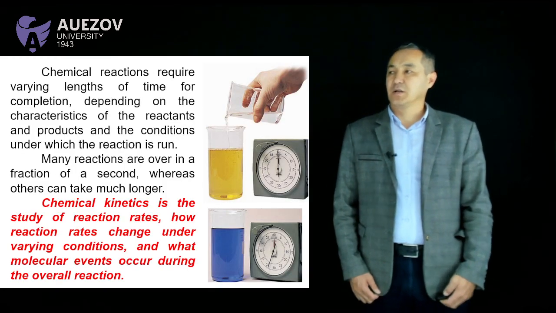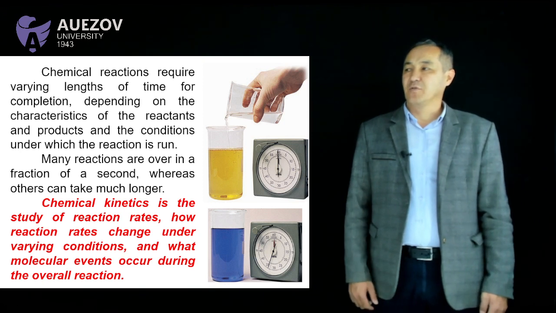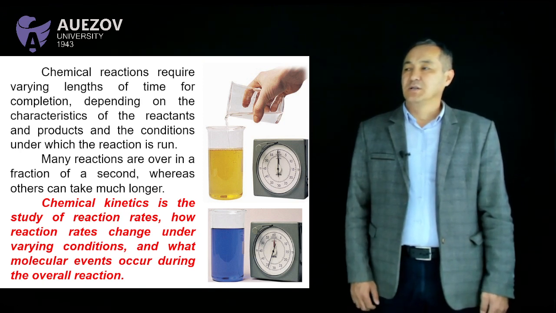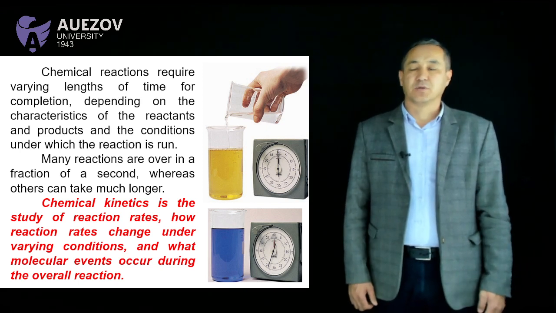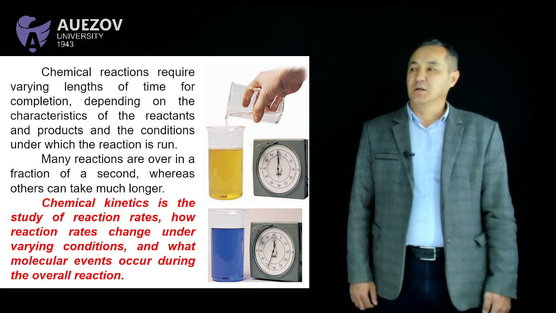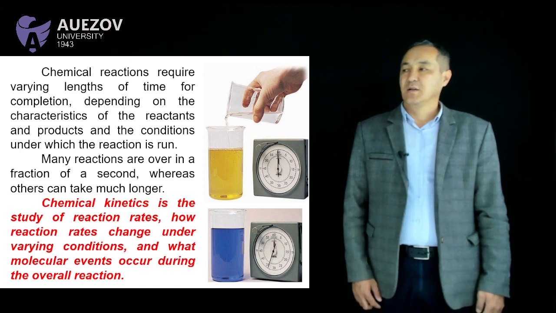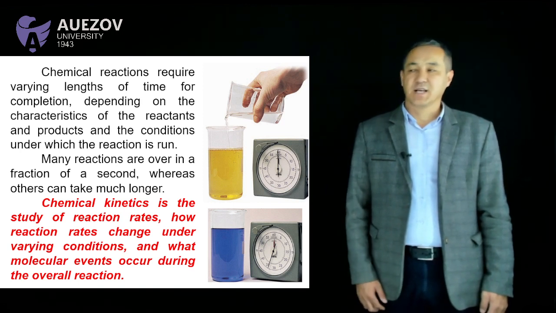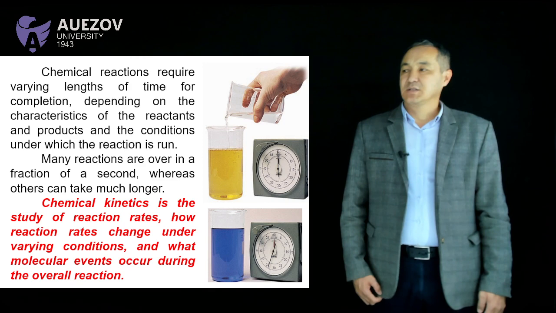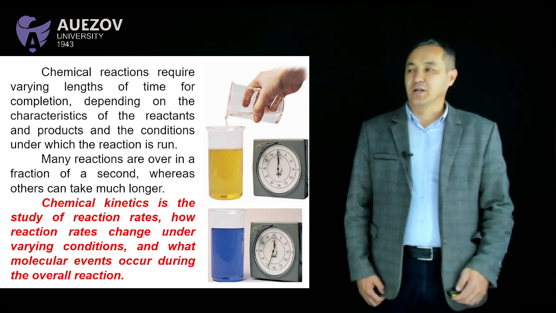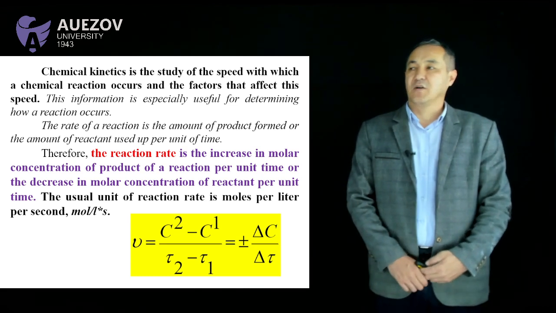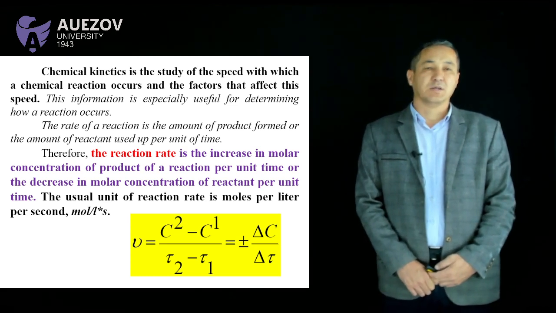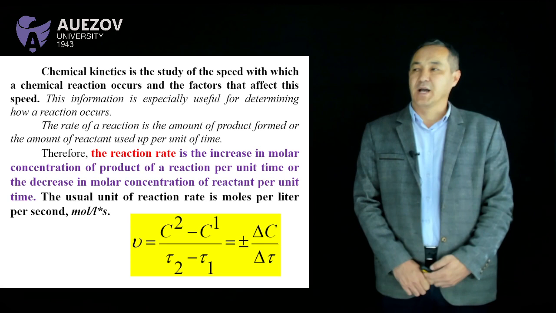Chemical reactions require varying lengths of time for completion, depending on the characteristics of the reactants and products. Many reactions are over in a fraction of a second, while others can take much longer. Chemical kinetics is the study of the speed or rate of chemical reactions.